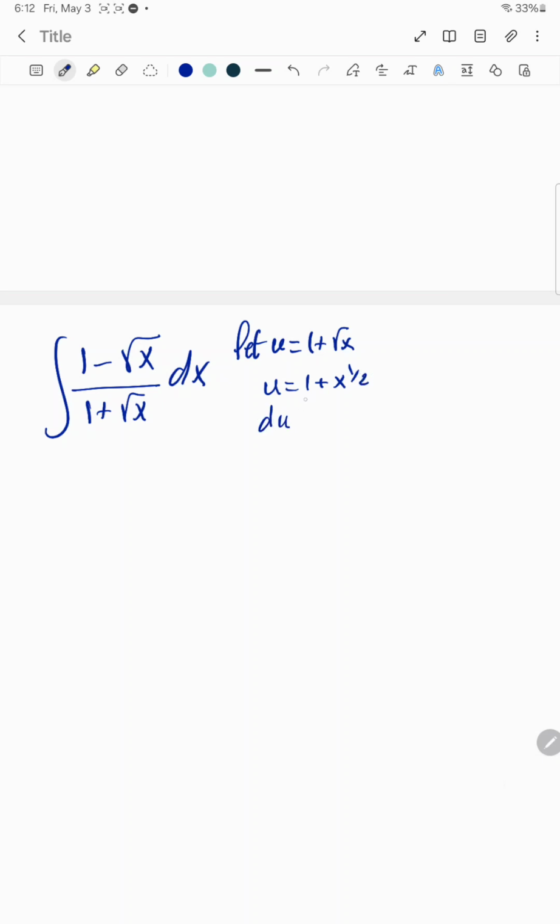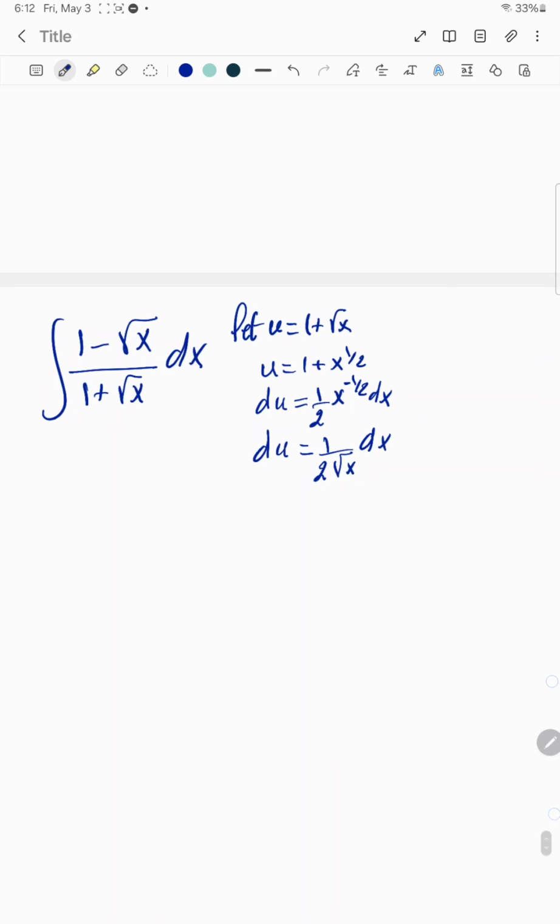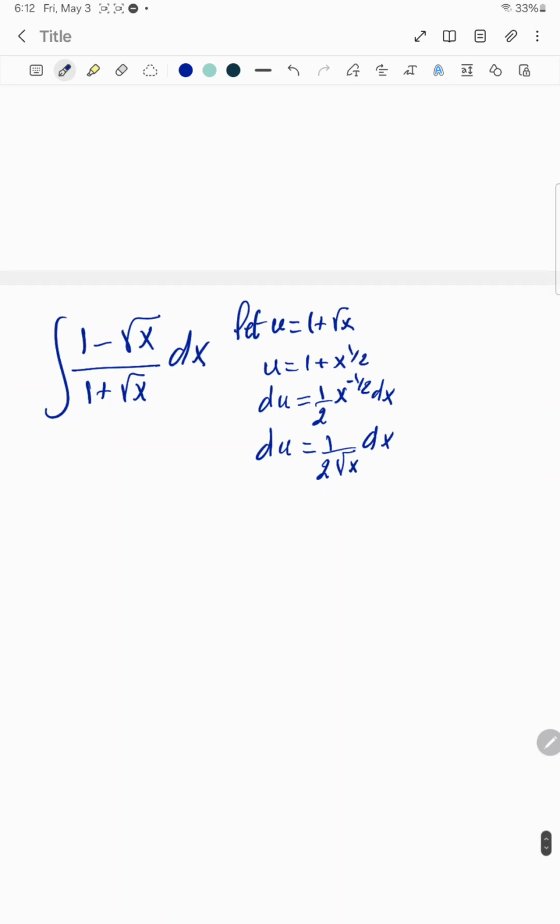Now my du: derivative of 1 is 0, and derivative of x to the power 1/2 is 1/2 x to the power minus 1 over 2 dx. So my du is equal 1 over 2 square root of x dx, because I bring down the x to the power minus 1/2 to the denominator, it becomes x to the power 1/2, and x to the power of 1/2 is square root of x.